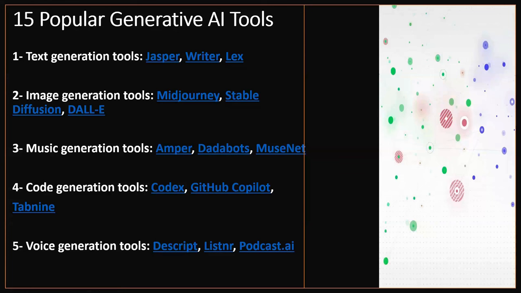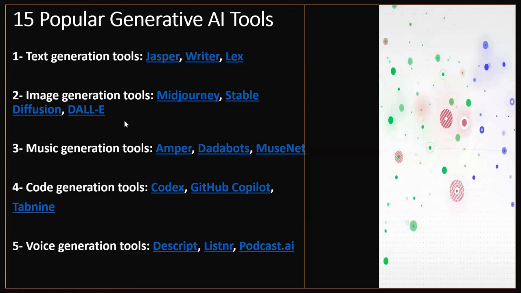The very popular generative AI tools for text generation are Jasper, Writer, and Lex. If you're working in any organization and want to generate text, I want you to explore these websites a little: Jasper, Writer, and Lex. For image generation, the tools are Midjourney, Stable Diffusion, and DALL-E. These are the generative AI tools for image generation.